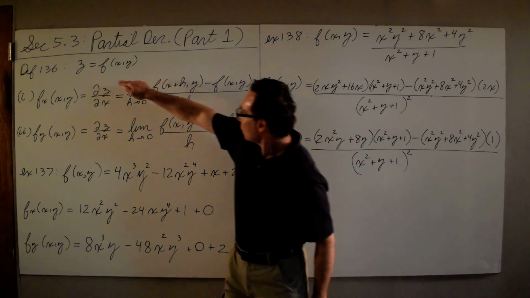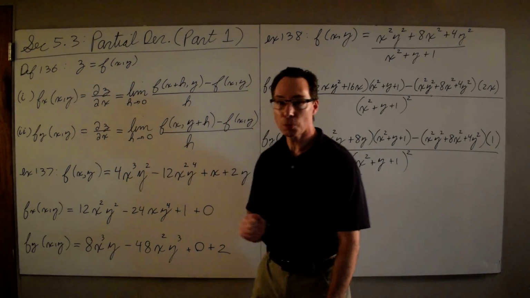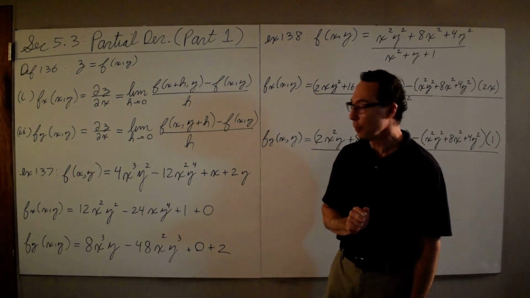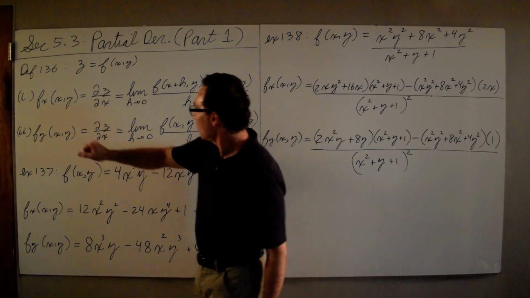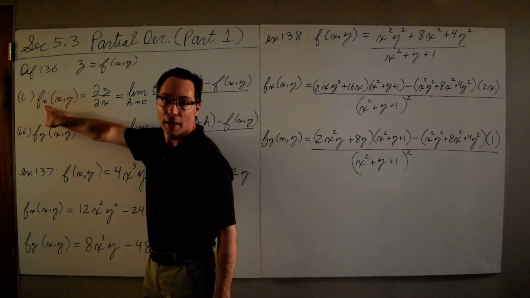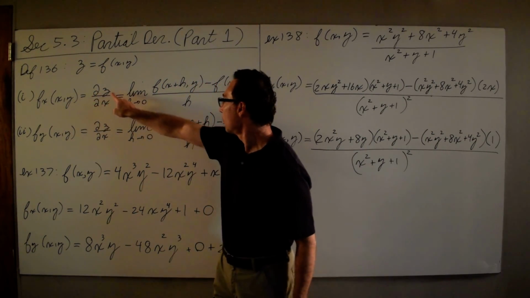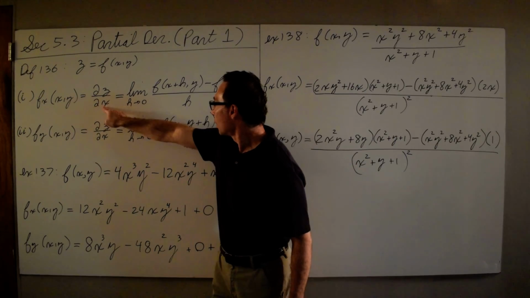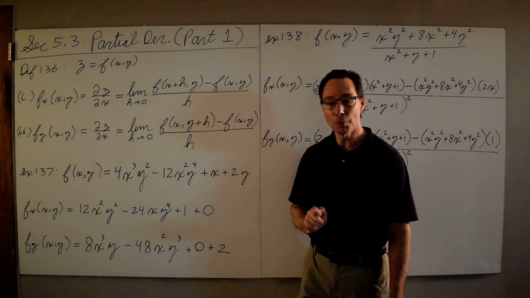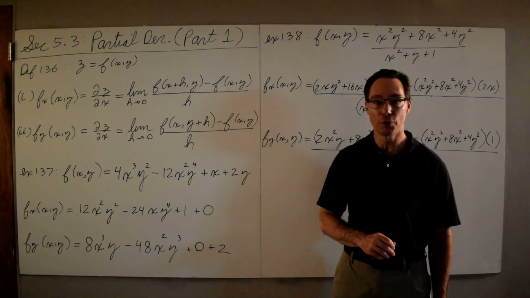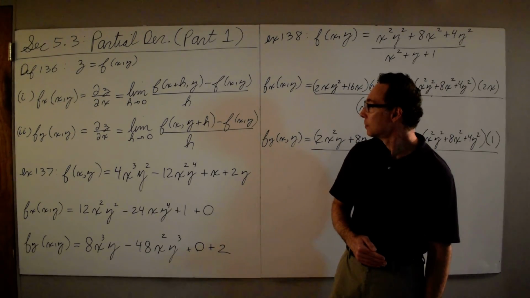So we have z is f of x, y, so f is a function of two variables. And so we have something called the partial derivative of f with respect to x. And so we have this partial symbol too. So we have partial of z over partial x. This is similar to the Leibniz notation you saw for the derivative dy over dx.